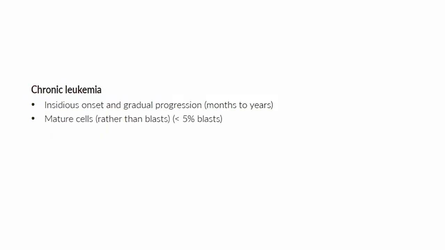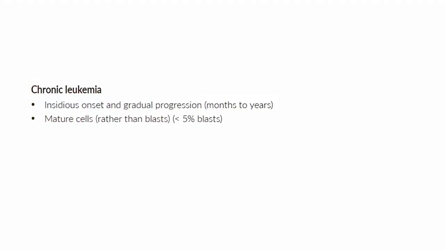Let's move on to the chronic leukemias. So again, what are the defining features of chronic leukemia? Well, you have insidious onset and gradual progression instead of the rapid onset we saw with acute leukemias. Acute things move very quickly, chronic things take more time. It's pretty easy. With chronic leukemia, there are mature cells rather than all those blasts. So if you see less than 5% blasts, that's chronic leukemia. The way I think about it is this is a chronic process. It takes a long time to develop, so there's a lot of time for these cells to mature.